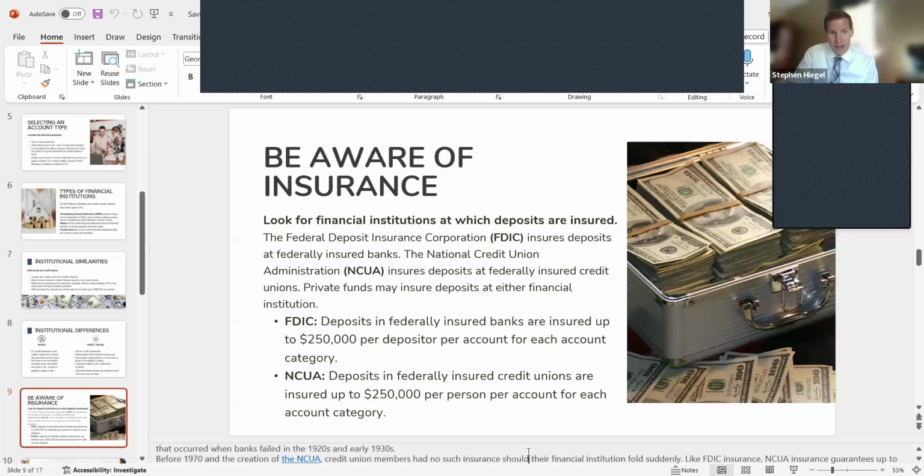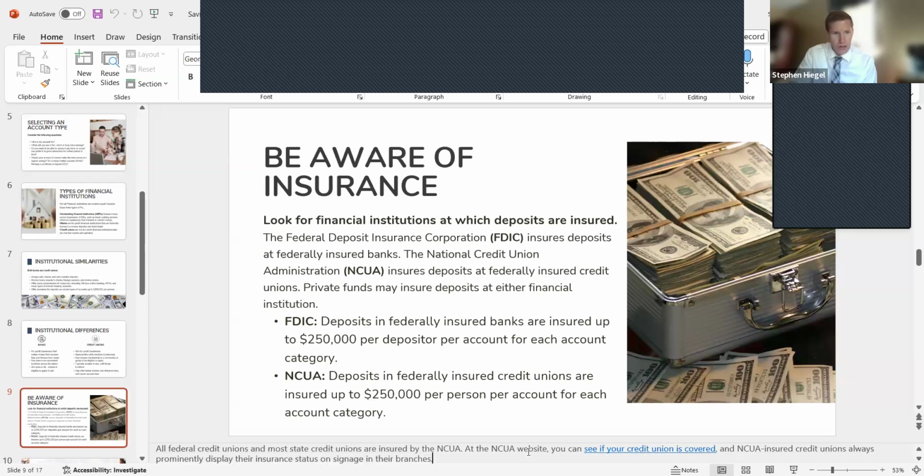Before 1970 and the creation of NCUA, credit union members had no such insurance should their financial institution fold suddenly. Like the FDIC insurance, NCUA insurance guarantees up to $250,000 per share owner per insured credit union for each account ownership category, should the credit union close or go into conservatorship. All federal credit unions and most state credit unions are insured by the NCUA. At the NCUA website, you can see if your credit union is covered, and NCUA insured credit unions always permanently display their insurance status on signage in their branches.